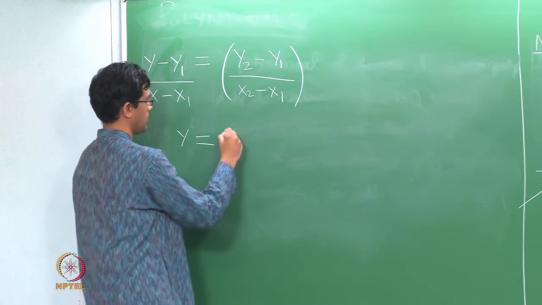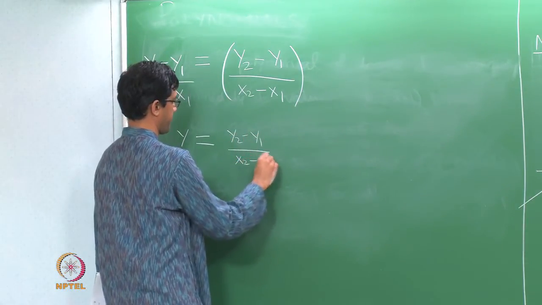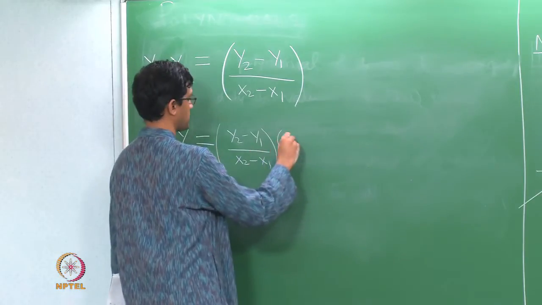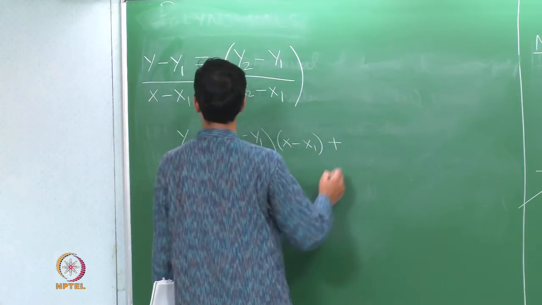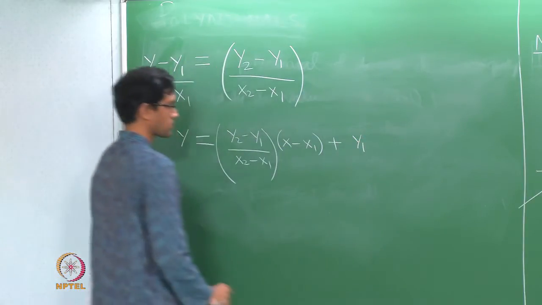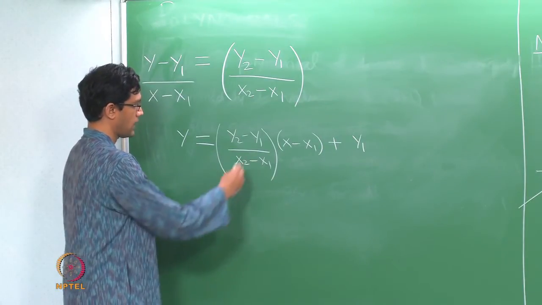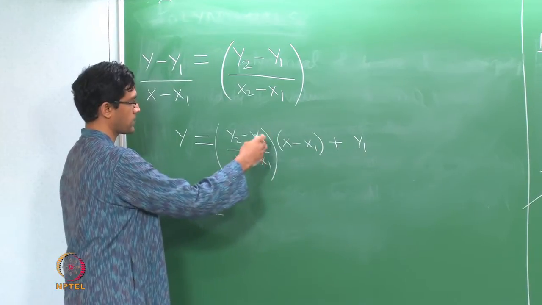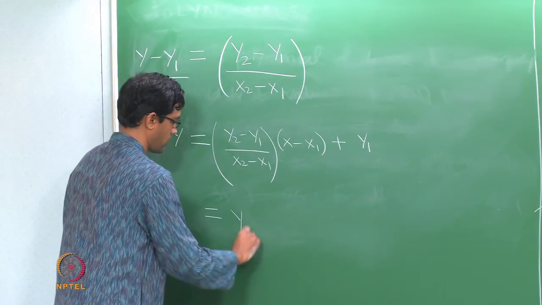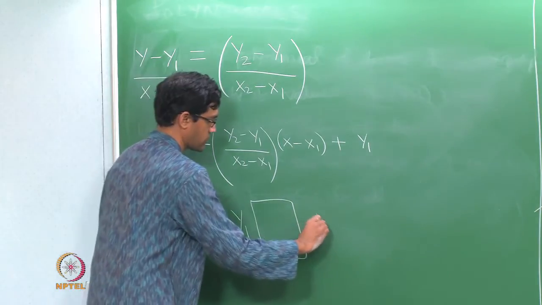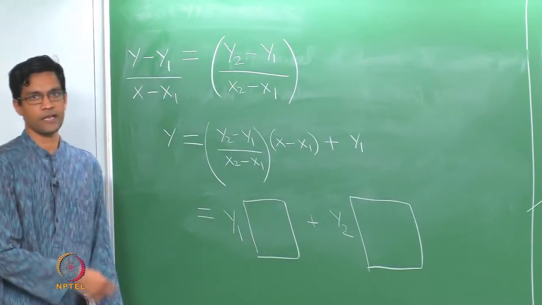So I'm going to get (y2 minus y1) times (x minus x1) plus, what do I get, plus y1. Okay, so I'm going to rewrite this once more in the following form. I will write it as something times y1 plus something times y2. So I want to do the following. I want to write it as y1 times some expression which doesn't have y1 or y2, plus y2 times some expression. So I'm going to try and rewrite it in this form.